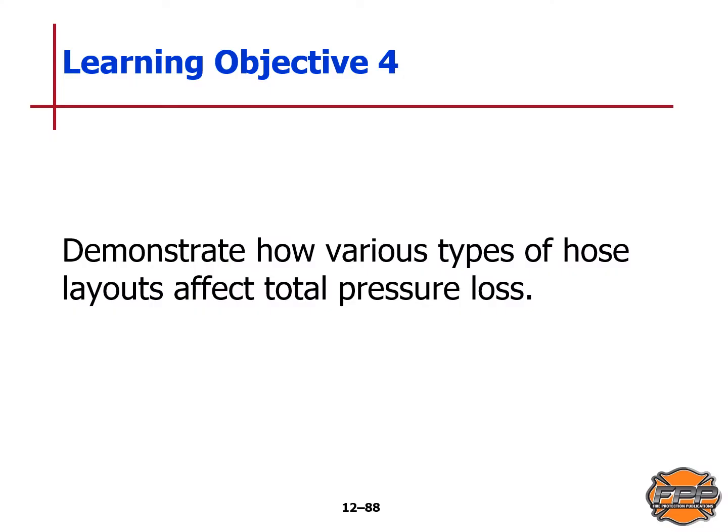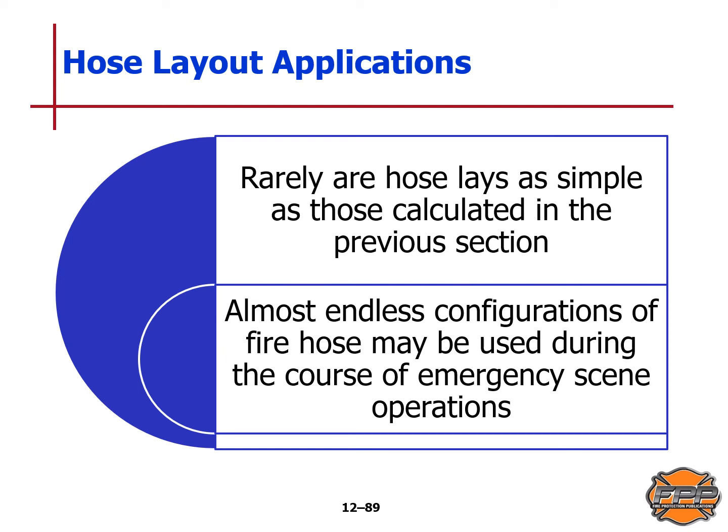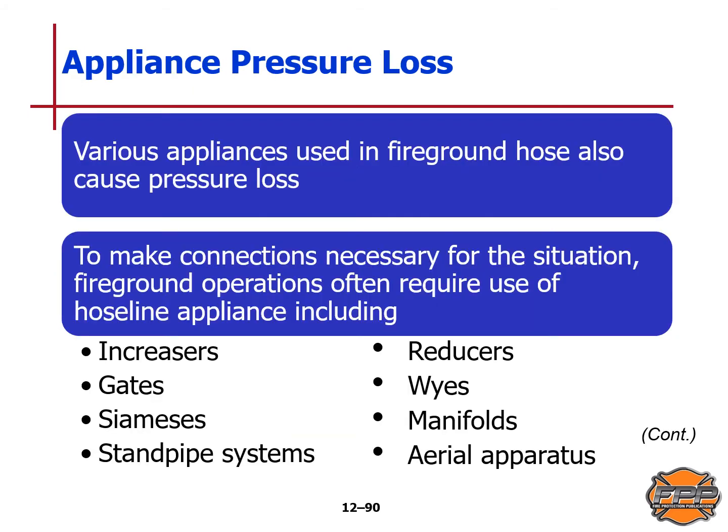Learning objective 4. Demonstrate how various types of hose layouts affect total pressure loss. With hose layout applications, rarely are hose lays as simple as those calculated in the previous section. An almost endless configuration of fire hose may be used during the course of an emergency scene operation. Various appliances used in fireground hose also cause pressure loss. To make connections necessary for the situation, fireground operations often require use of hoseline appliances, including increasers, gates, Siamesed standpipe systems, reducers, Ys, manifolds, and aerial apparatus.